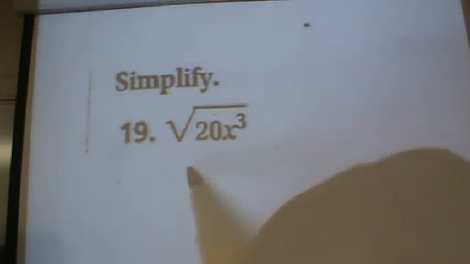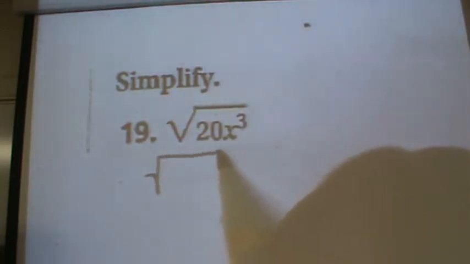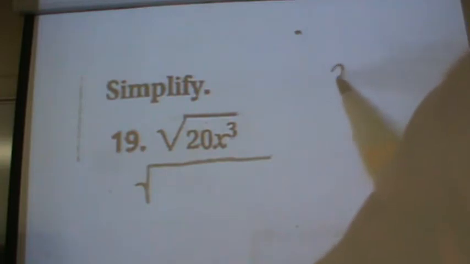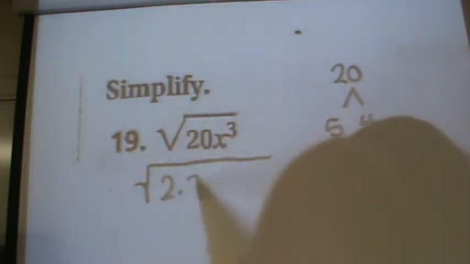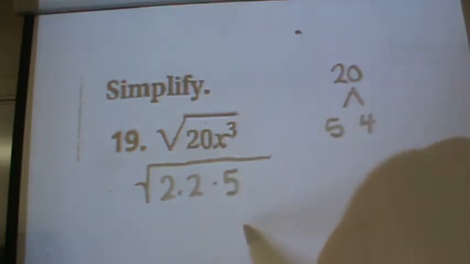So if you were to break 20 up, how does 20 factor? If you made a factor tree, what times what is 20? 5 times 4. Now 5 is prime, but 4 is not. 2 and 2. So 2, 2, and 5. Is everyone with me? That's 20.